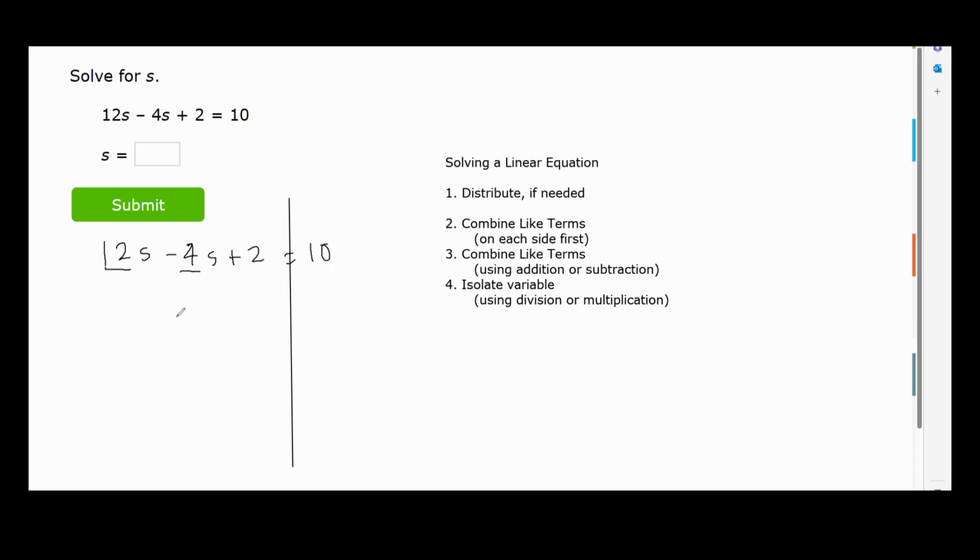And you just use subtraction. So we're doing 12 minus 4. So 12s minus 4s gives you 8s. Copy the plus 2 and then copy the 10. And when you're solving these equations, you want to write it exactly as I'm writing it.